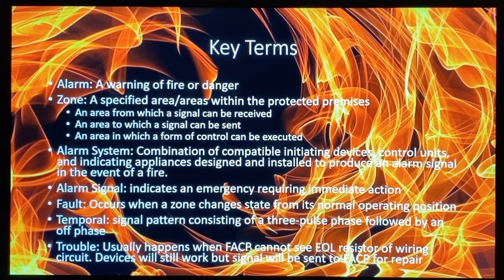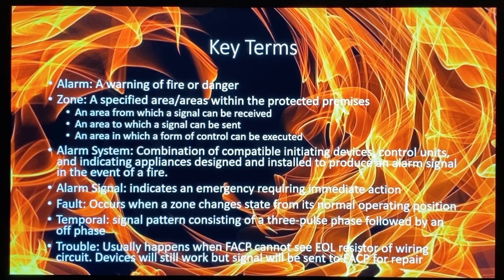Starting with the key terms, we have alarm. An alarm is a warning of fire or danger. The fire alarm system is broken into zones, which is a specified area or areas within the protected premises. This includes an area from which a signal can be received, an area to which a signal can be sent, or an area in which a form of control can be executed. You have alarm system, which is a combination of compatible initiating devices, control units, and indicating appliances designed and installed to produce an alarm signal in the event of a fire.